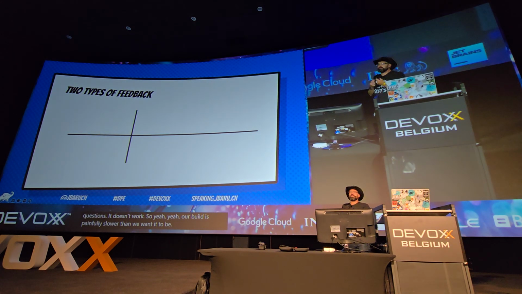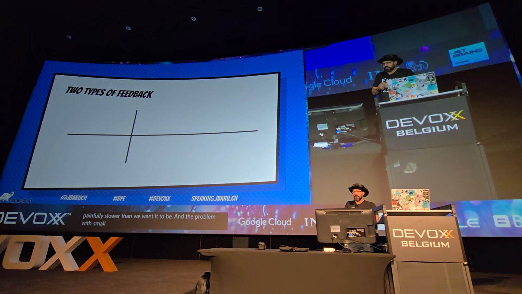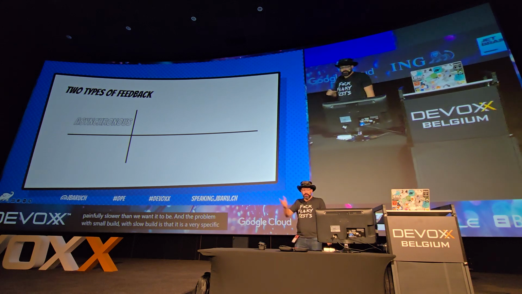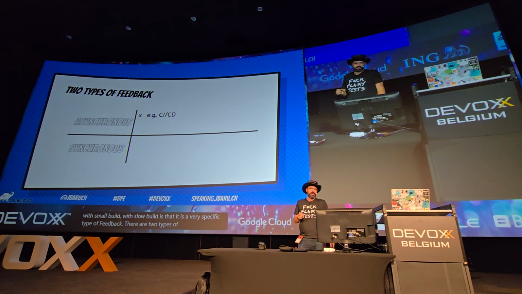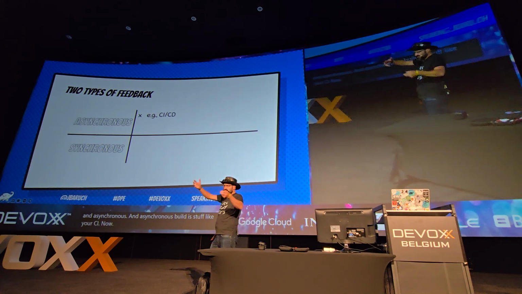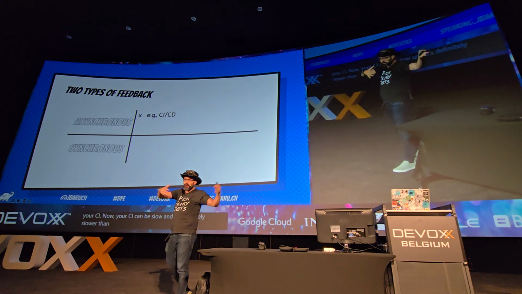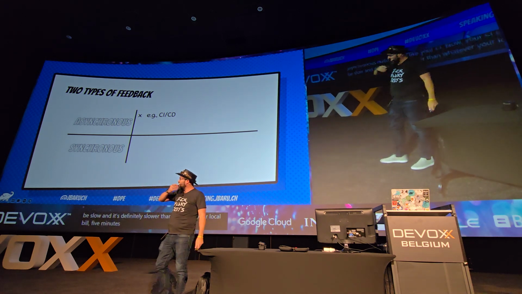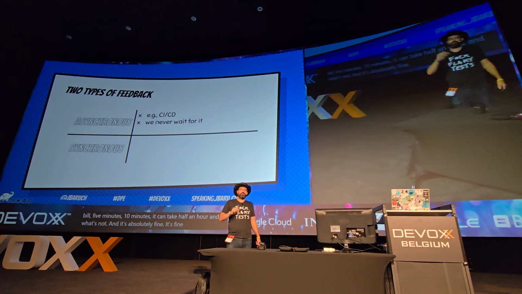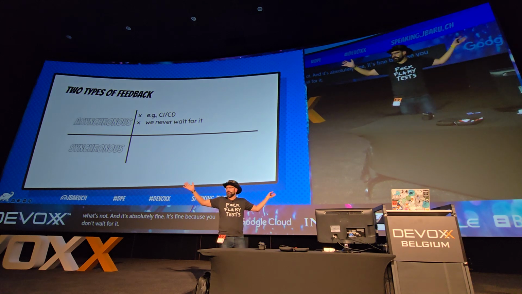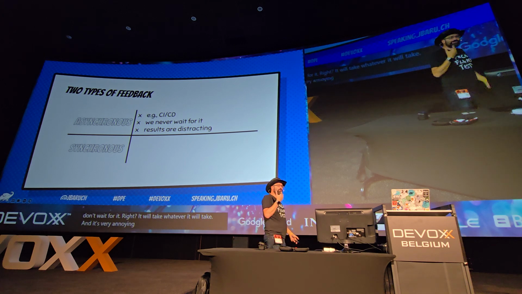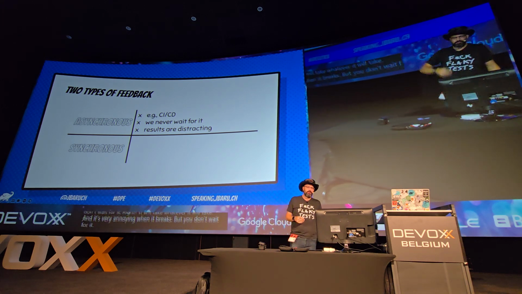And the problem with a slow build is that it is a very specific type of feedback. There are two types of feedback, asynchronous and synchronous. Asynchronous feedback is stuff like your CI. Now, your CI can be slow, and it's definitely slower than your local build, 5 minutes, 10 minutes. It can take half an hour and it's absolutely fine, because you don't wait for it. It will take whatever it will take, and it's very annoying when it breaks, but you don't wait for it.